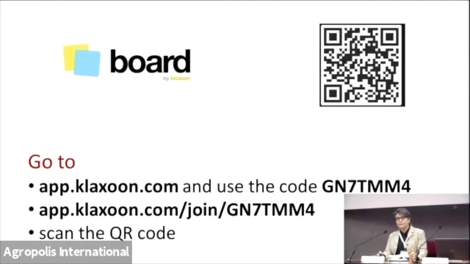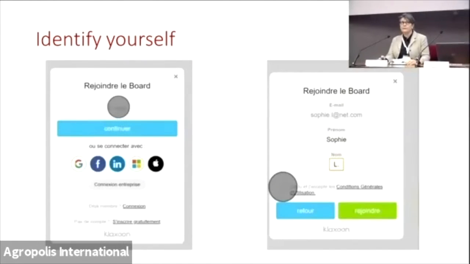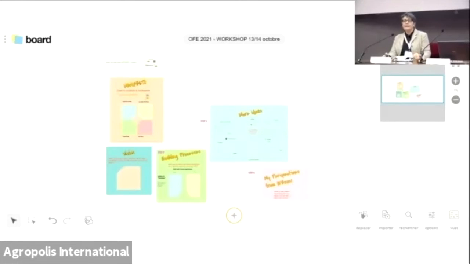Here, you received the link to the platform in the email, but if you do not have the link, here it is. You can also go directly to Board by Klaxoon, and if you type the code, you will enter the platform. If you have never used the platform before, you will be asked to identify yourself, but just put your name or your email and continue, and it will be enough. Nothing else will be asked before entering the platform. Then here it is.